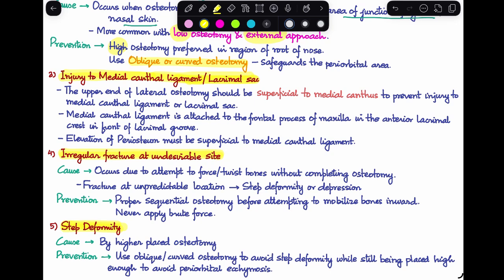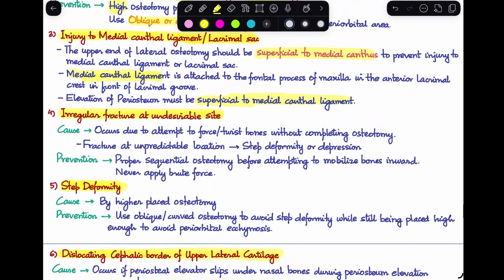Third complication is an injury to the medial canthal ligament or the lacrimal sac. Now, the upper end of the lateral osteotomy should be superficial to the medial canthus to prevent injury to the medial canthal ligament or the lacrimal sac. This medial canthal ligament is actually attached to the frontal process of the maxilla in the anterior lacrimal crest in front of the lacrimal groove. So here you have to be very careful. When I was talking about the elevation of periosteum and lateral osteotomy, I spoke about it. The elevation of periosteum has to be performed superficial to the medial canthal ligament. Otherwise, we may end up causing injury to these two structures.